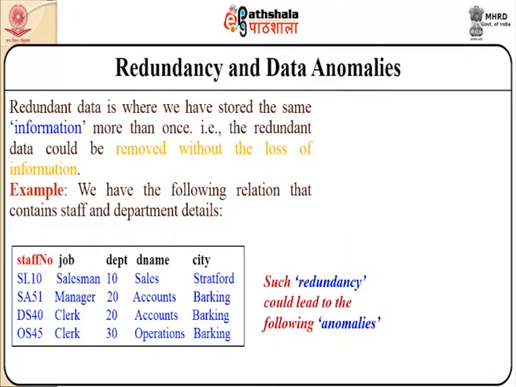As another example, let us consider the following relation that contains staff and department details. If you look at this table, it has 5 different attributes: staff number, job, department, department name and city. If you look keenly into all the tuples of this relation, staff number is an unique identification, so it is called a primary key, whereas job is not.